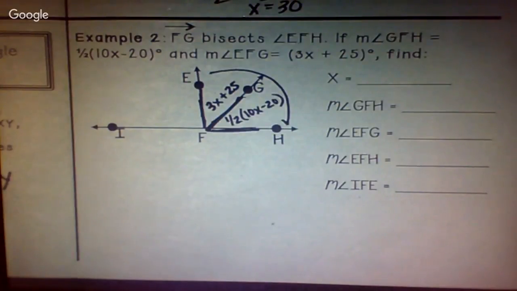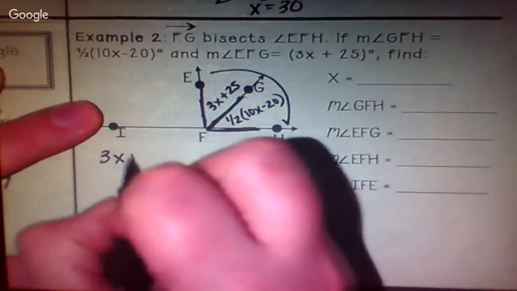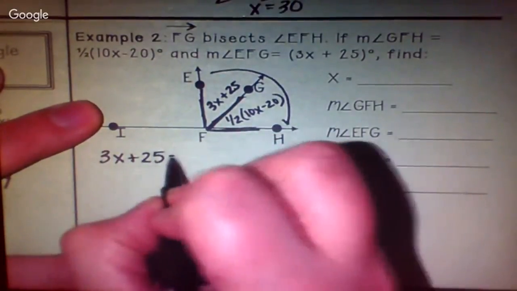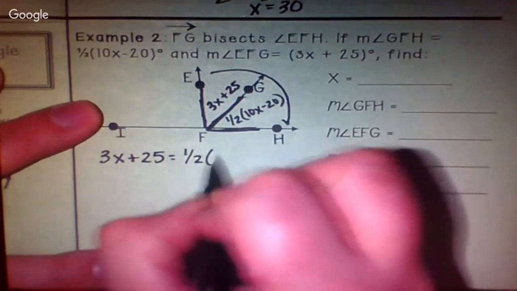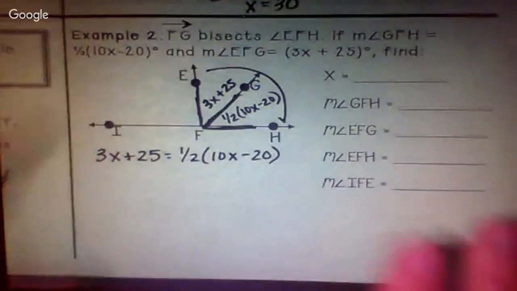And because we know that FG has bisected this, and we also know that the angles are equal, we can set them equal to each other to start solving. So 3x plus 25 equals 1/2 times 10x minus 20.